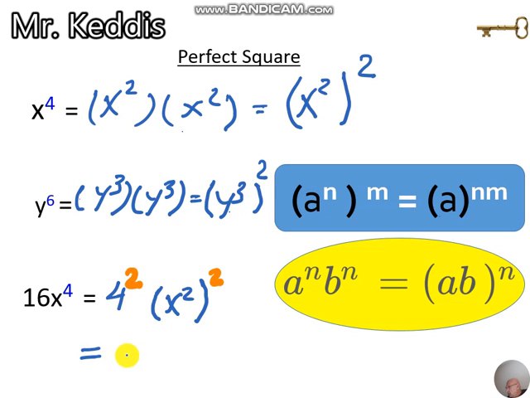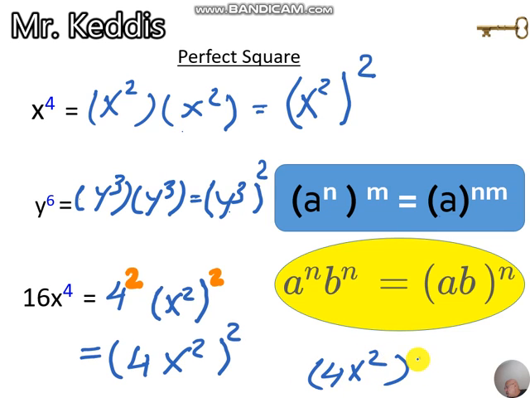Equal. This is x squared, which is the n. And here, (4x squared). Because (4x squared) times (4x squared), if I write it down here, (4x squared) times, because this means repeated 2 times, 4 times 4 I get 16, and x squared times x squared I get x to the power of 4.